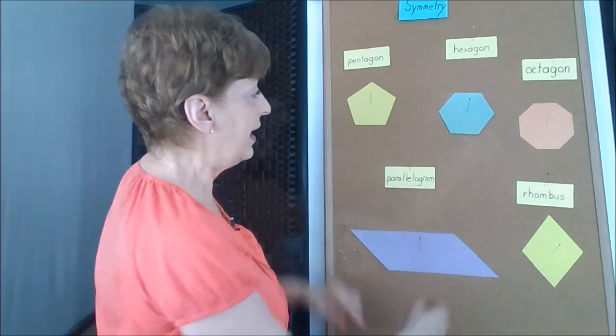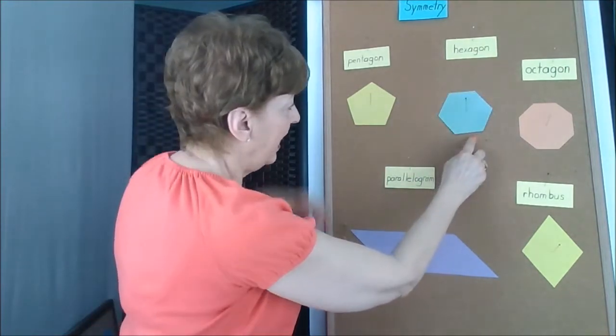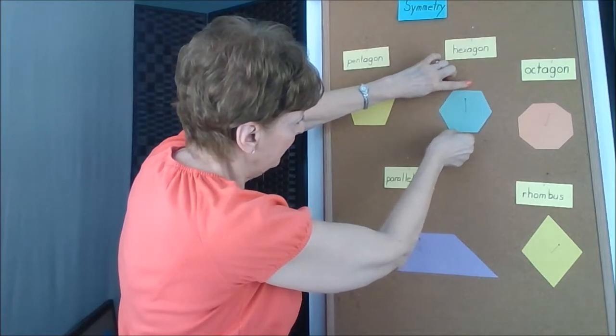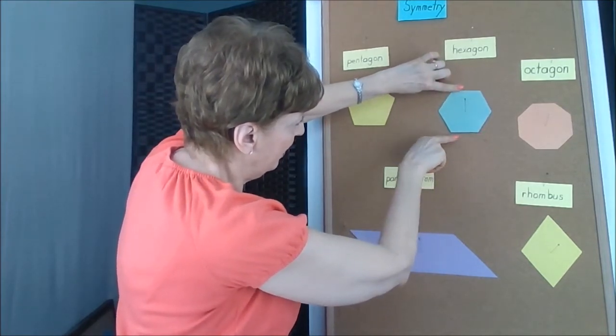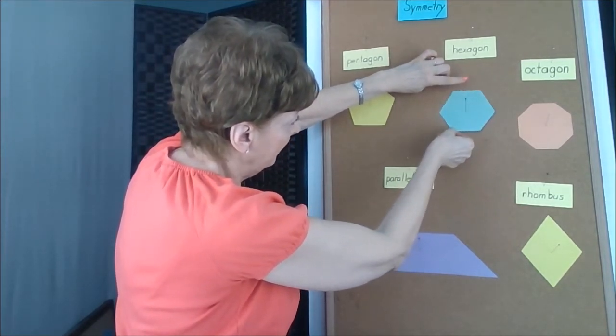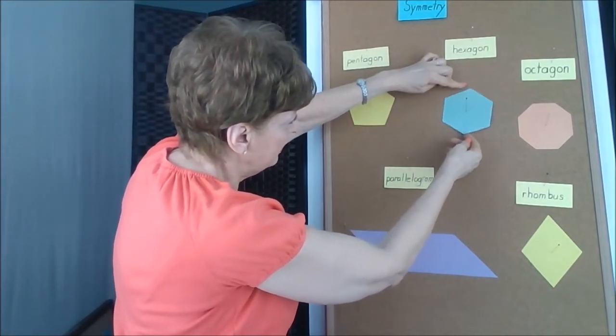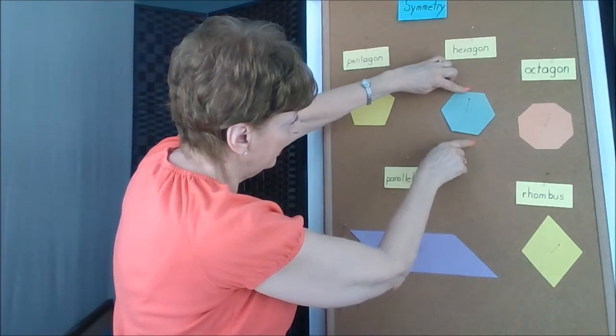How about the hexagon? If we start out with the flatness here, and if it's turned, this one comes over here, we have a flat top and bottom. If I move it here, we have a flat top and bottom. So this one does have rotational symmetry.